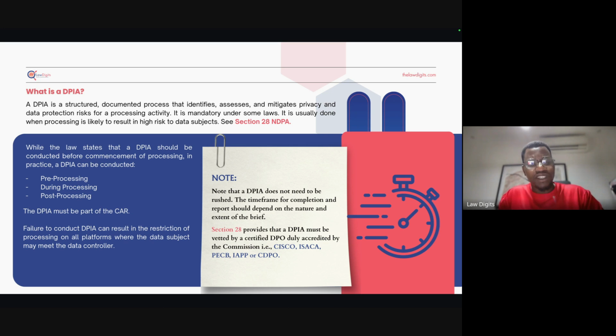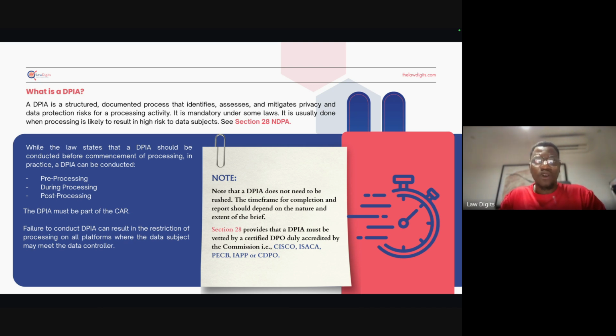A DPIA must be part of the CAR. A CAR is the compliance audit report. We did a class on that, I think in February. Yes, in January, not February. In January, we did a class on CAR. In the event that anybody in this particular class wants to get access to that, we can always provide it, or even fix that class for you to join again. But yes, a CAR is a compliance audit report.